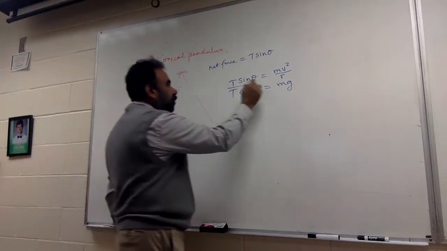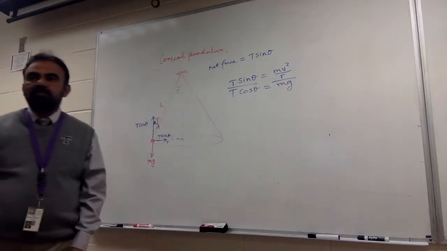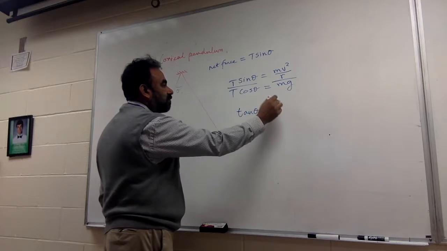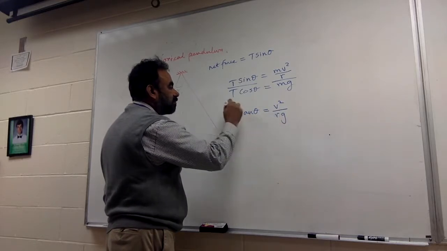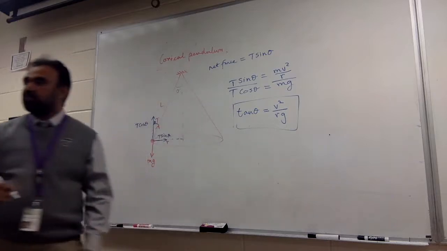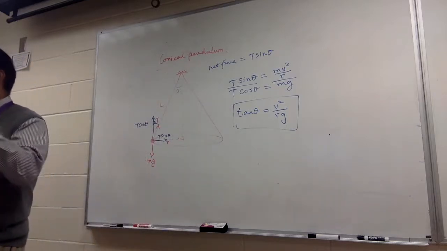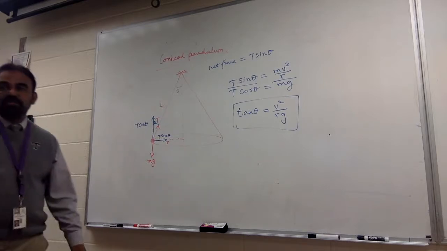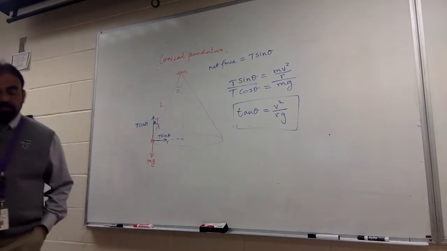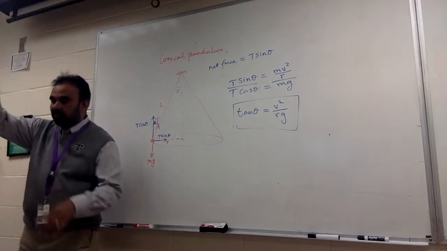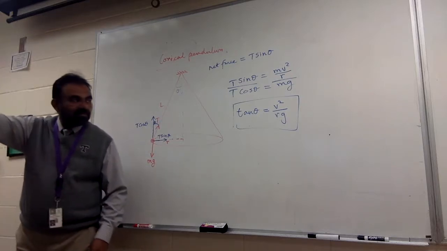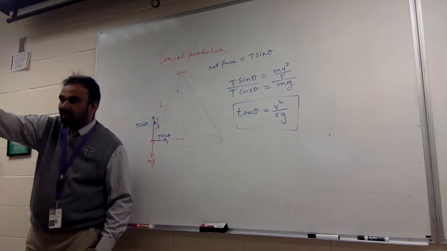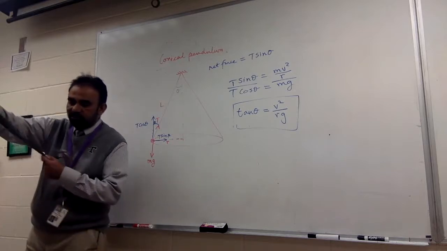If I divide these two equations, what do you have? Have you seen that equation before? It's the same old equation again and again. So you can see even in a conical pendulum, finally you end up with the same thing. Tan theta is v squared over rg. So if I spin it faster, you can see the angle increases, right? The angle is going to increase as I spin it faster.